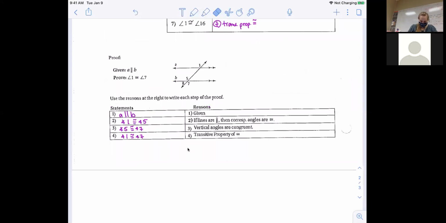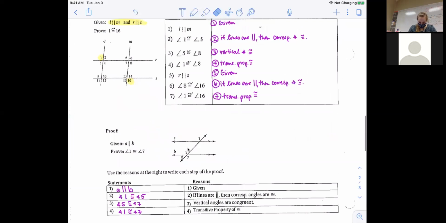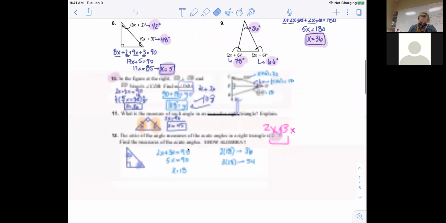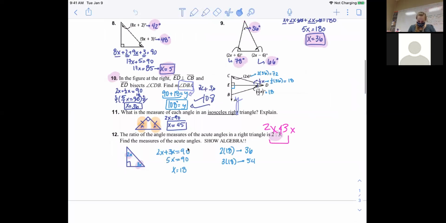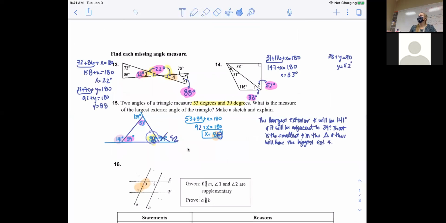All right, let's finish this back page first. So I'm going to this sheet now. We're going to do 13, 14, and 15 on this sheet. I've got a lot of work. You don't necessarily have to show me all that work.